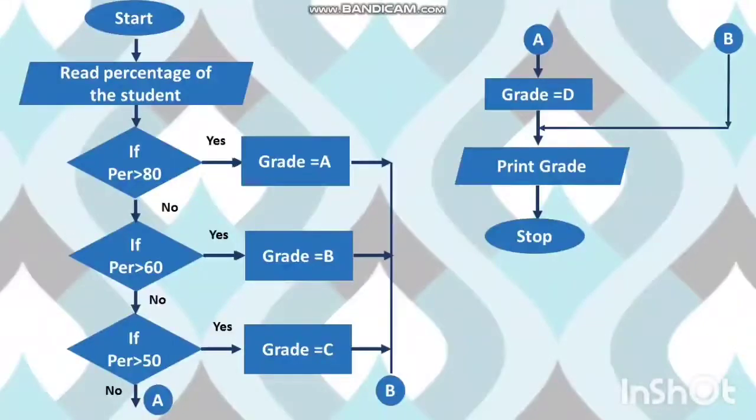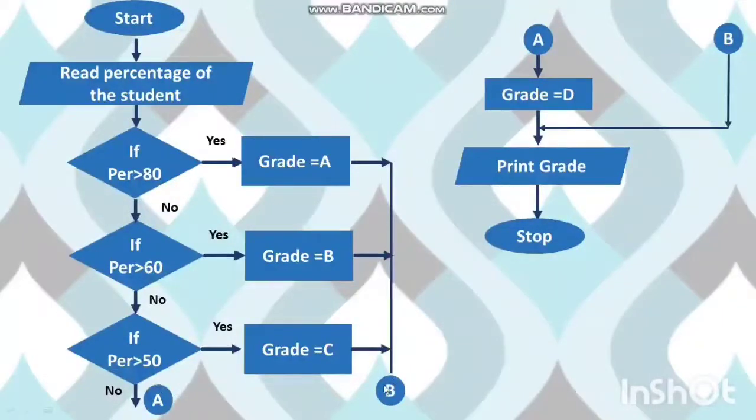So let's just draw the flowchart for this. Again, you start with an oval shape, then you read the percentage of the student, that is, you're getting the percentage from the student. Then if it is greater than 80, as I said earlier, the decision box always has yes and no answer. If it is greater than 80, if it is yes, you're going to display grade A. Otherwise it is no. If it is yes, grade A, then directly it is going to come down here. I have used a connector here.